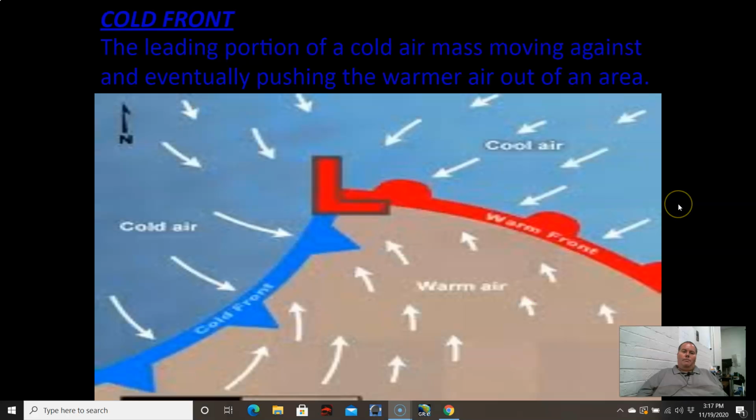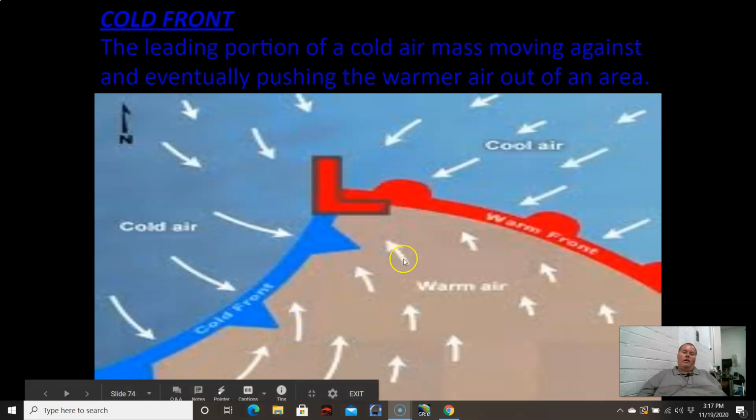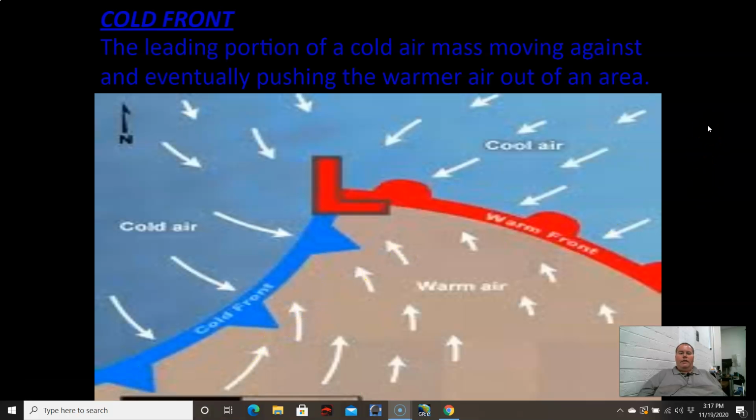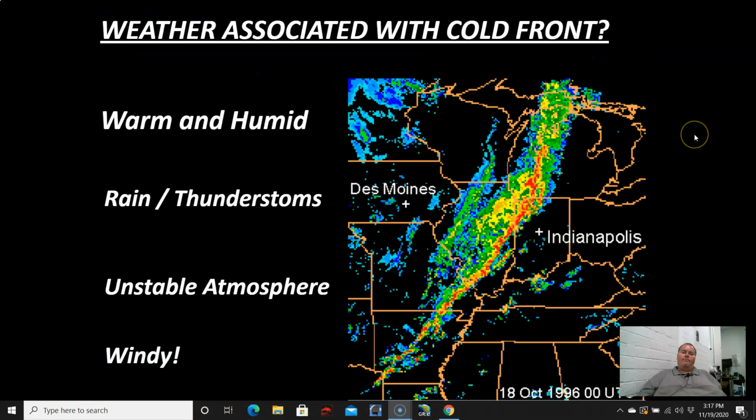Fronts. Basically, the first thing that we're looking at here is a cold front. We talk a lot about cold fronts and weather here in the eastern U.S. A cold front is the leading portion of a cold air mass moving against and eventually pushing an area of warmer air out of the area. You see it a lot from west to east. Colder air will rush into the area. That is a cold front that usually causes that.